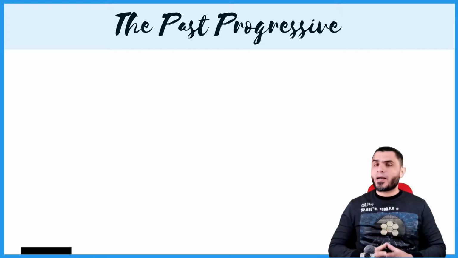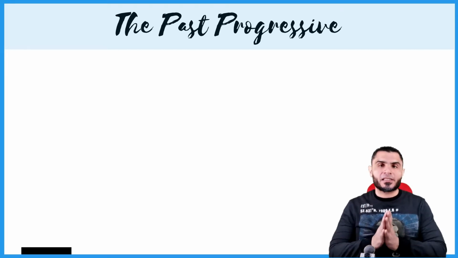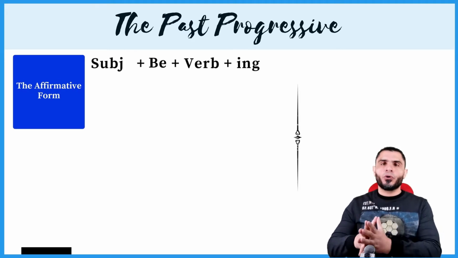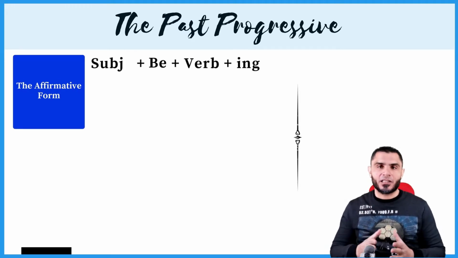Right, welcome back. Let's get the ball rolling. To form the past progressive tense, the rule is the following. Subject, was or were, plus verb, plus ing.